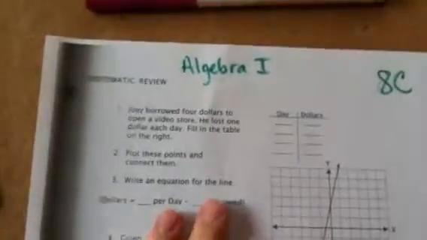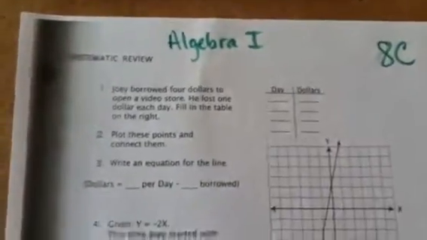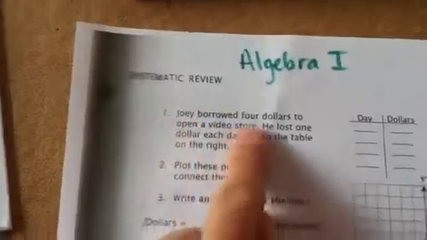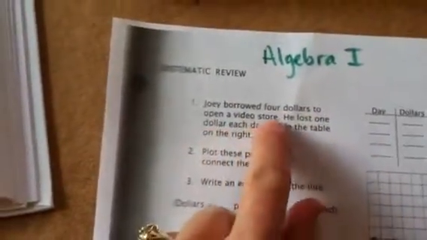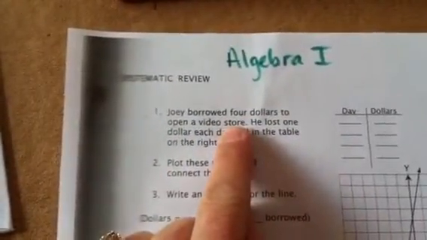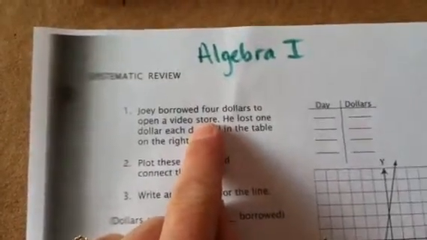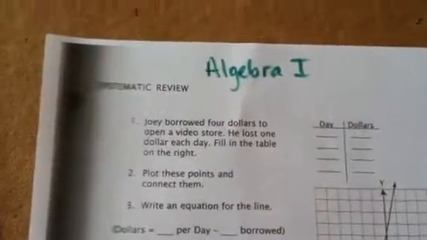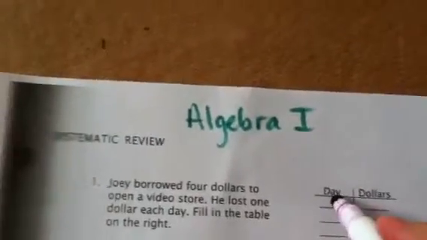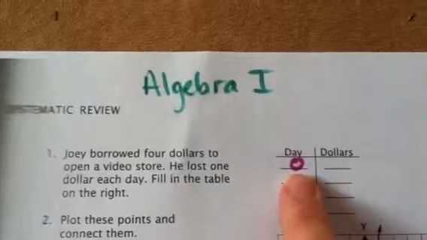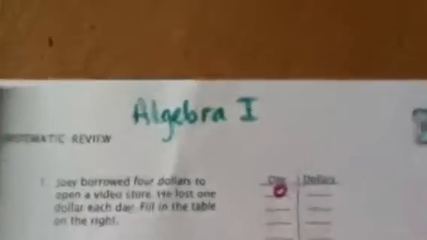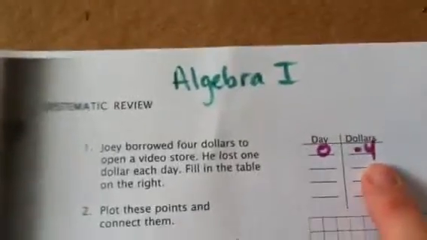All right, this is Algebra 1, 8C, and I'm just going to go ahead and do these in case someone's struggling, and maybe this will help you with the rest of them. So look right here. Joey borrowed $4 to open a video store. So let's go right here just to begin. At the very beginning, he is already down $4 because he borrowed $4. So right here, when you fill this in the very beginning, to start the whole business off, he borrowed money. So you need to have 0 and then a -4 right here because he borrowed money.